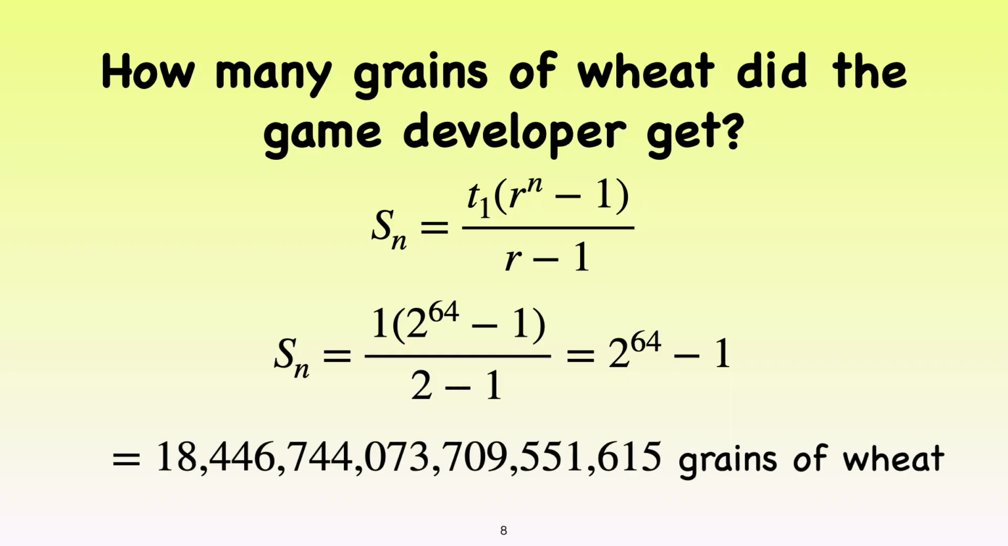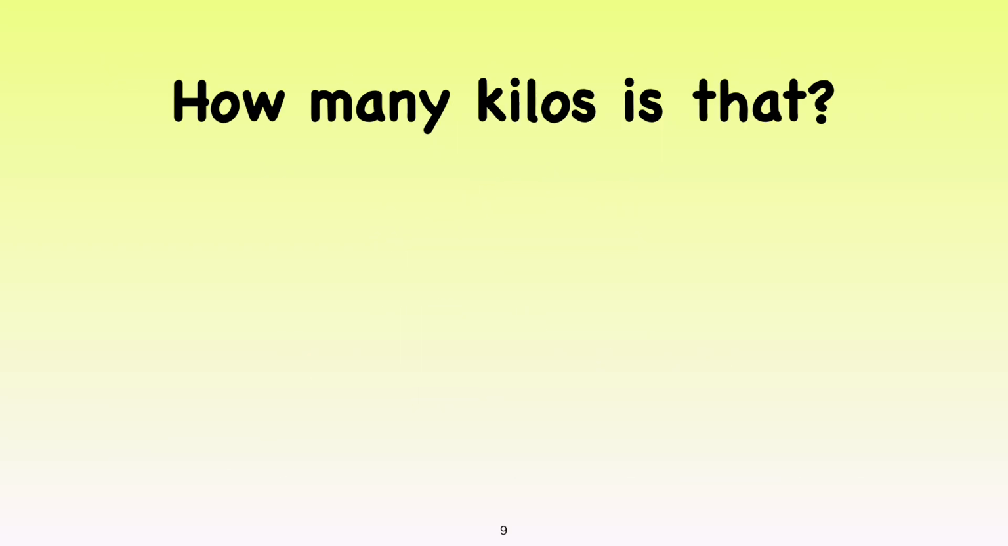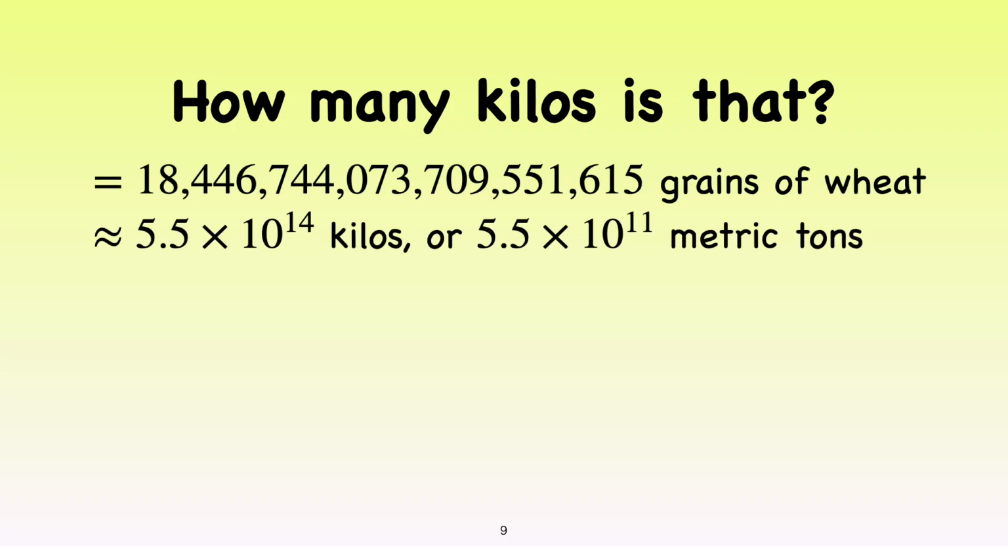And the number of grains of wheat is this number right here. I'm not even going to try and say it. But how many kilos is that? Well, that many grains divided by 33,333 grains per kilogram works out to be about 5.5 times 10 to the 14th kilos, or 5.5 times 10 to the 11th metric tons.